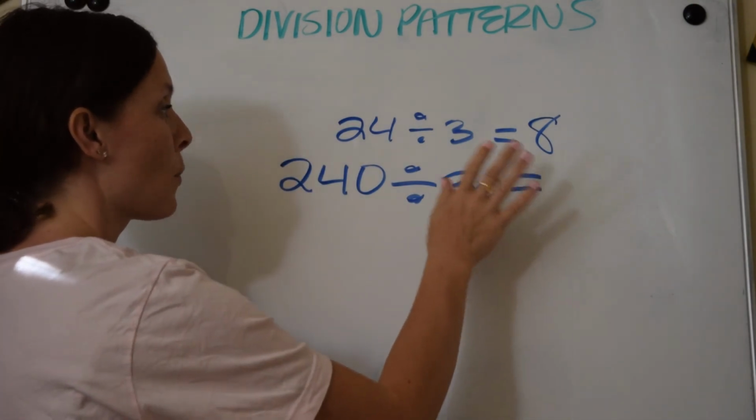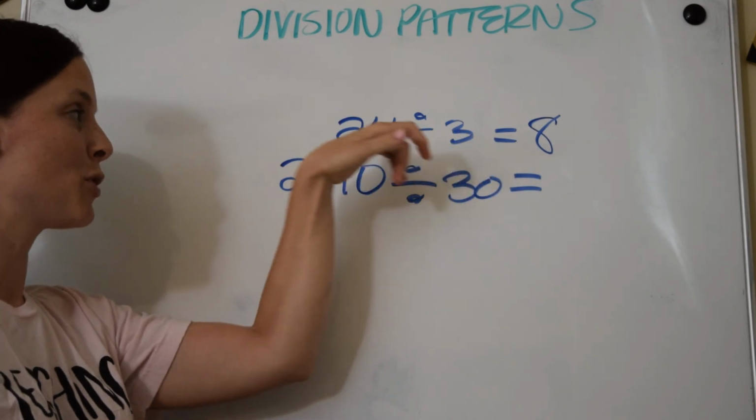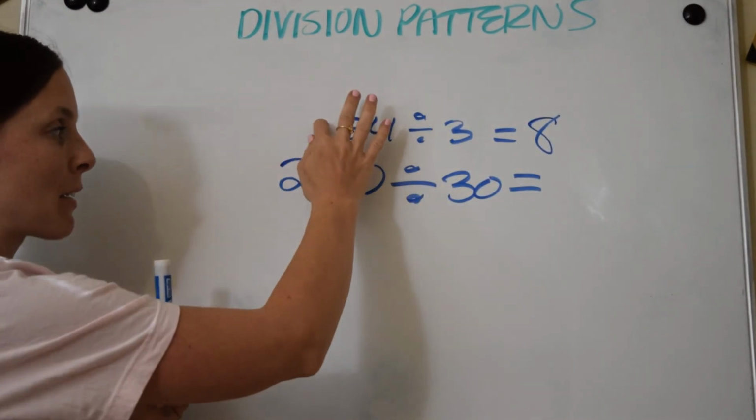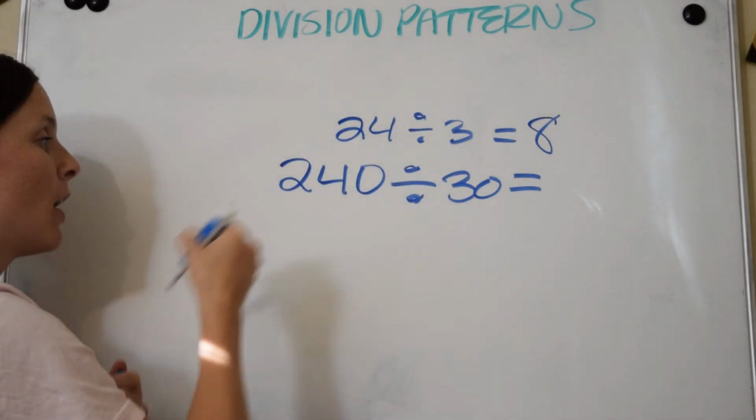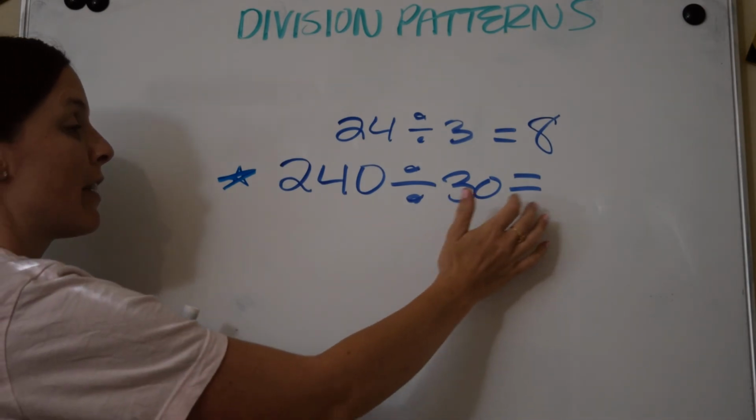So what times 3 gives us 24? It was 8, because again, 8 times 3 is 24, 24 divided by 3 is 8. So now that we went back to that basic fact, we can come back to the problem that they wanted us to answer, which was what is 240 divided by 30?